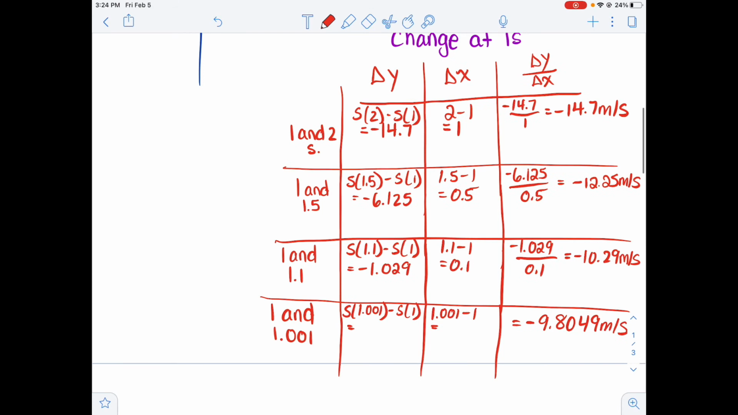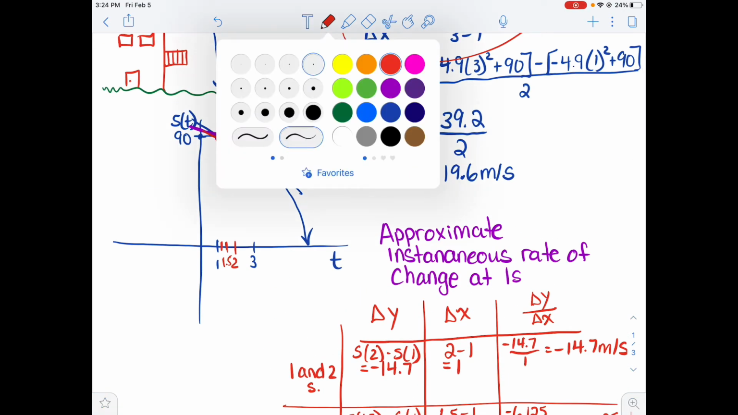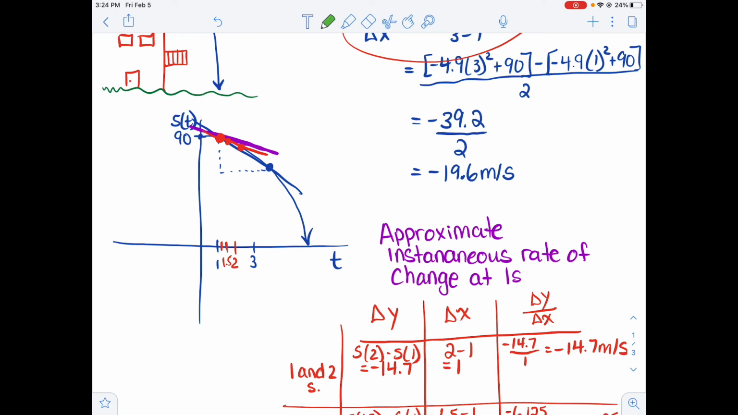So that is getting pretty close. See my numbers? They're all approaching a value. I'm trying to figure out what that value is. Another idea, because I'm really trying to figure out what the slope of this tangent line is, so I'm using closer and closer values.